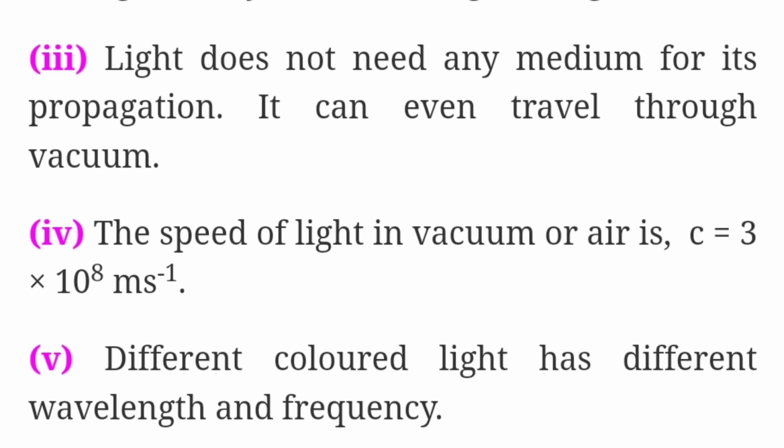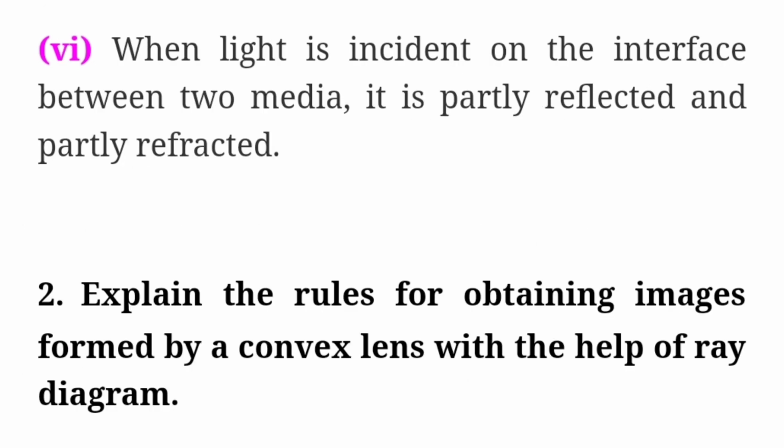Fourth point, the speed of light in vacuum or air is equal to 3 into 10 to the power of 8 m s minus 1. Fifth point, different colored light has different wavelength and frequency. Sixth point, when light is incident on the interface between two media, it is partly reflected and partly refracted.